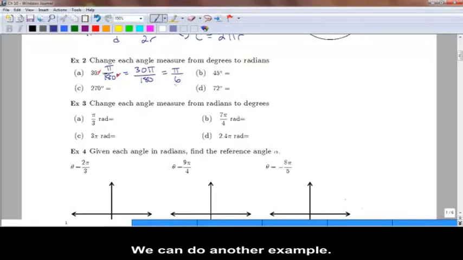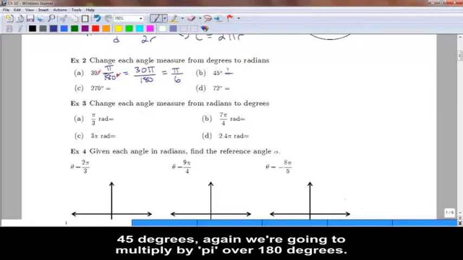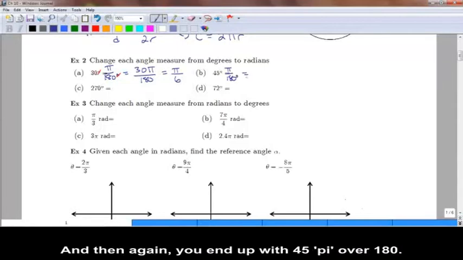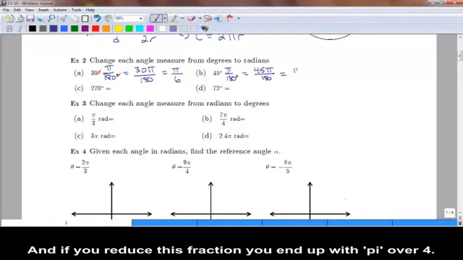We can do another example, 45 degrees. Again, we're going to multiply by pi over 180 degrees. And then, again, you end up with 45 pi over 180. And if you reduce this fraction, you end up with pi over 4.